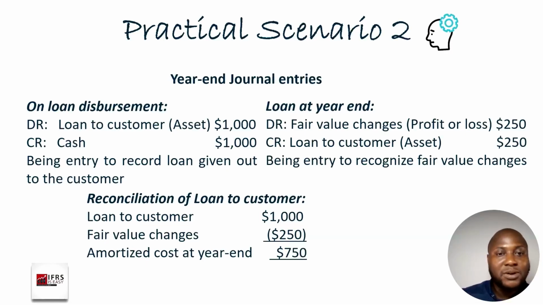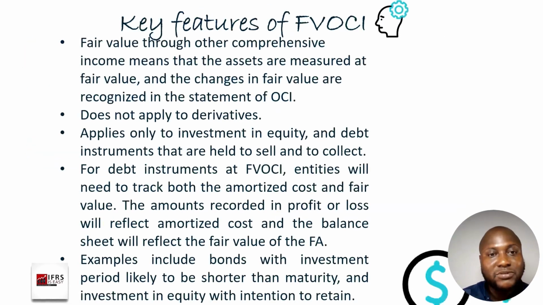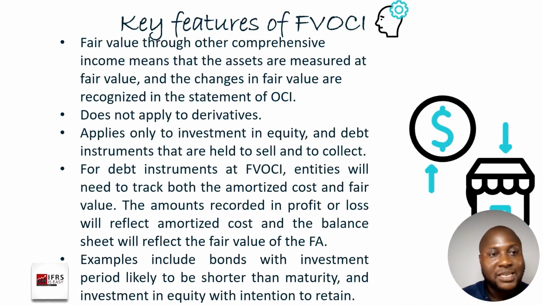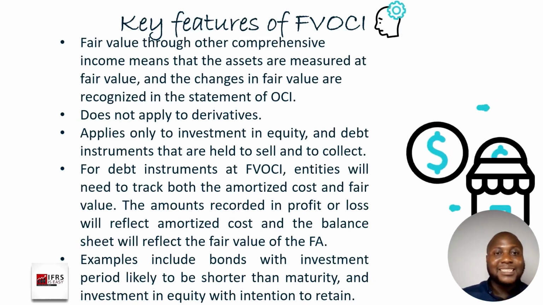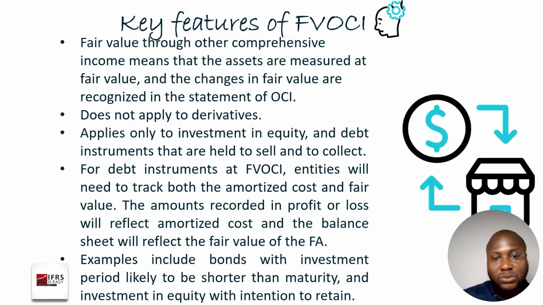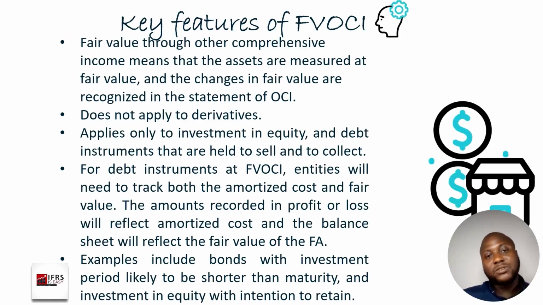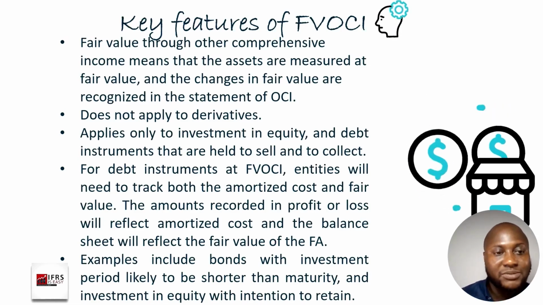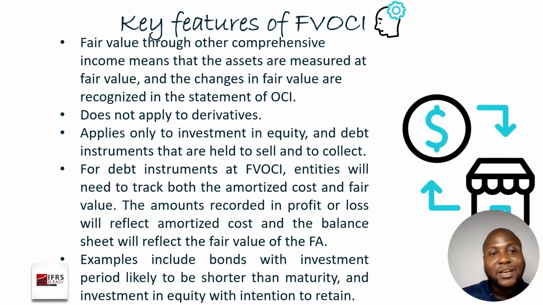Now the final one, which is the third category, is what we call fair value through other comprehensive income. Fair value through other comprehensive income means that the changes in the asset value go through the statement of other comprehensive income. So instead of going through profit or loss, no, it does not. It goes through other comprehensive income.